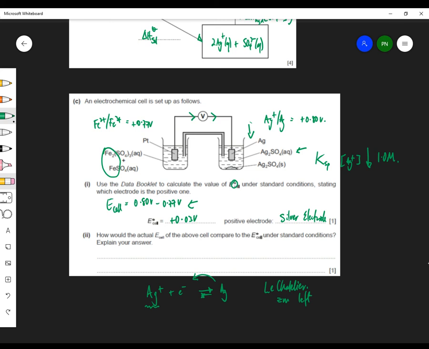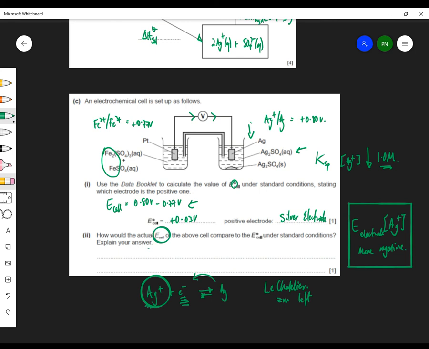Okay, and in doing so, it tries to compensate, doesn't it? We're decreasing the number of Ag+ ions, because it's much lower than one here, and therefore more silver atoms become silver ions, and they lose electrons doing so. So it goes to the left, and therefore becomes more negative. So the E electrode of the silver becomes more negative. But it doesn't want what happens to E electrode of the silver. It wants what happens to the E cell value.